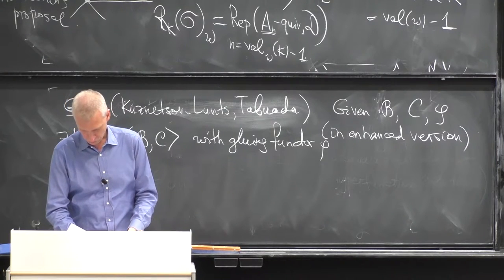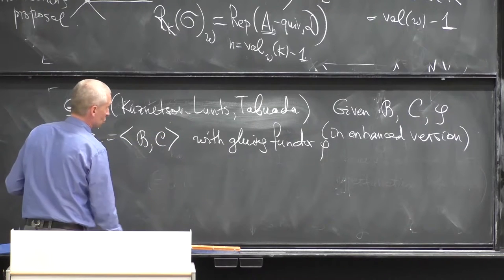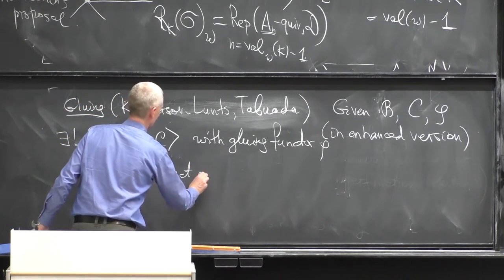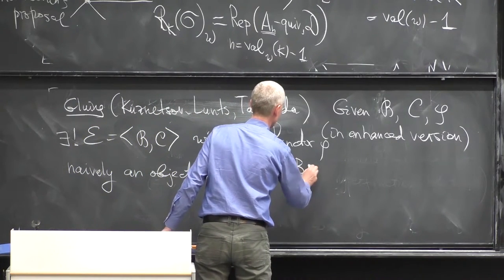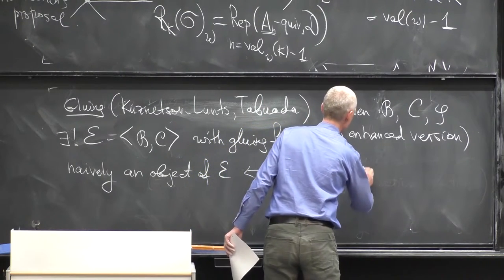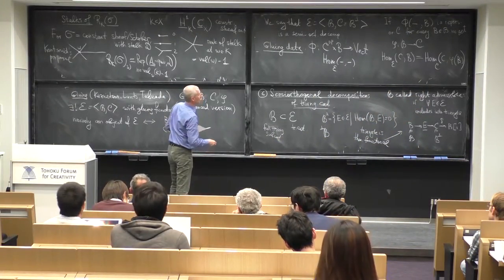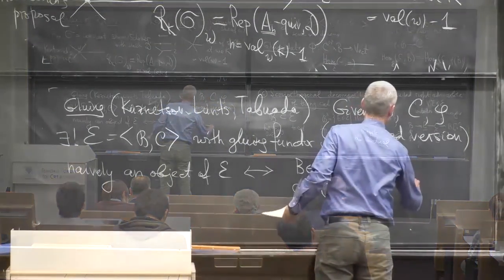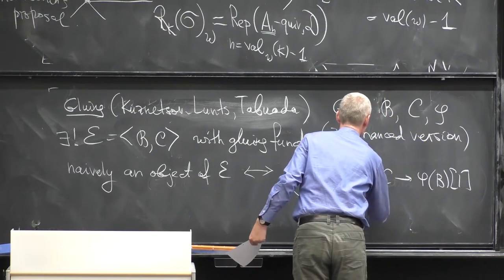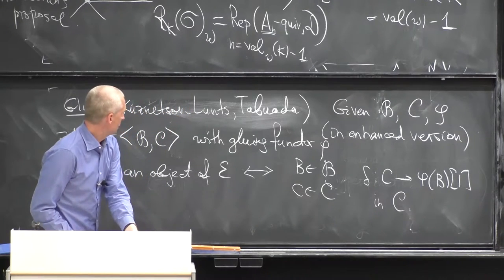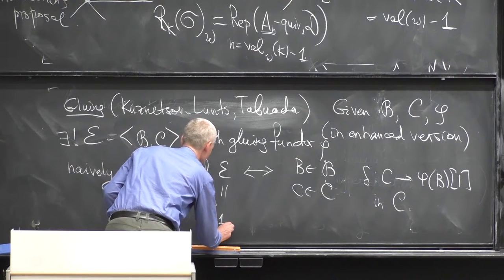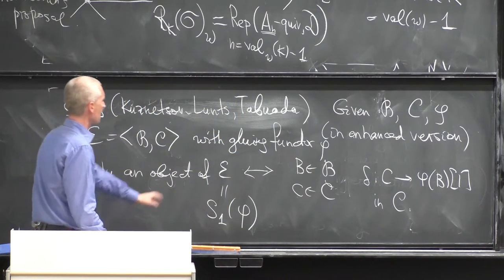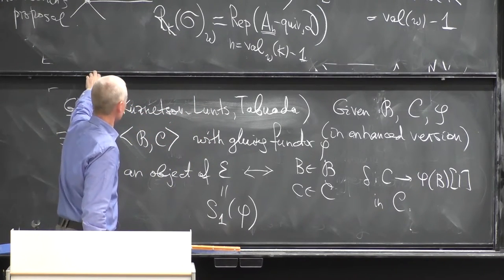So we can simply say, naively, it's a little bit massaged, but naively, an object of E is the same as an object B, C, and the morphism delta. We want to write from C to B, but using this formula it would be from C to phi of B. And let me denote this category to be called S1 of phi. So one corresponds to this counting of valences. There is a similar construction for every valency. But so far, I'm describing what happens in the easiest case.